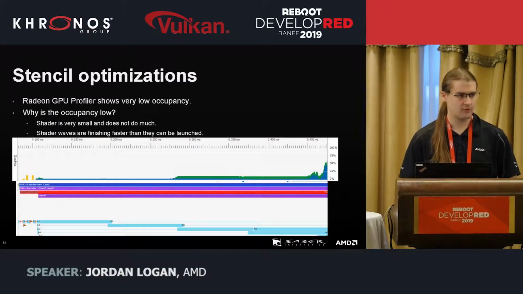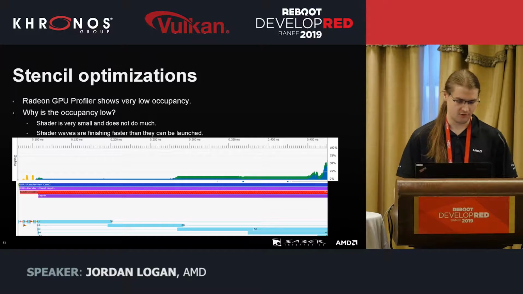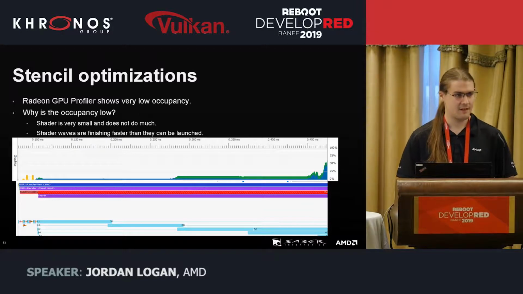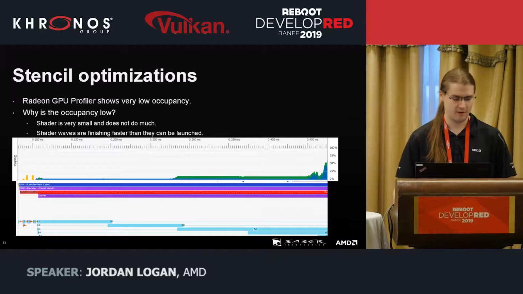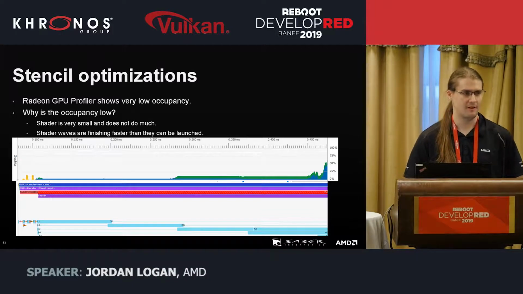I profiled this using the AMD profiler, RGP, short for Radeon GPU Profiler, and I saw that these 4 draws had extremely low occupancy, even though the shader doesn't do much. It was only using maybe 4 VGPRs and no LDS, so it should be running a lot faster. After digging in, I found out that these shader waves are so small that they finish before the GPU can launch another wave.